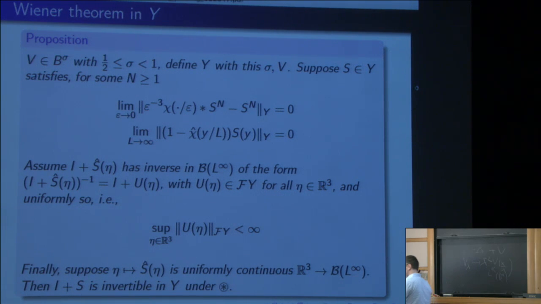So, what is our Wiener algebra theorem? This is, if you want, an abstract theorem in our algebra Y, as defined on a few slides before. So you fix a potential in sigma, and you have to define Y with this choice of sigma and V. Remember, we had this semi-normed space, V inverse B sigma. This is your choice of V and sigma. And now suppose, again, you have these two conditions. One is what is called equicontinuity relative to translation, but in the Y norm.